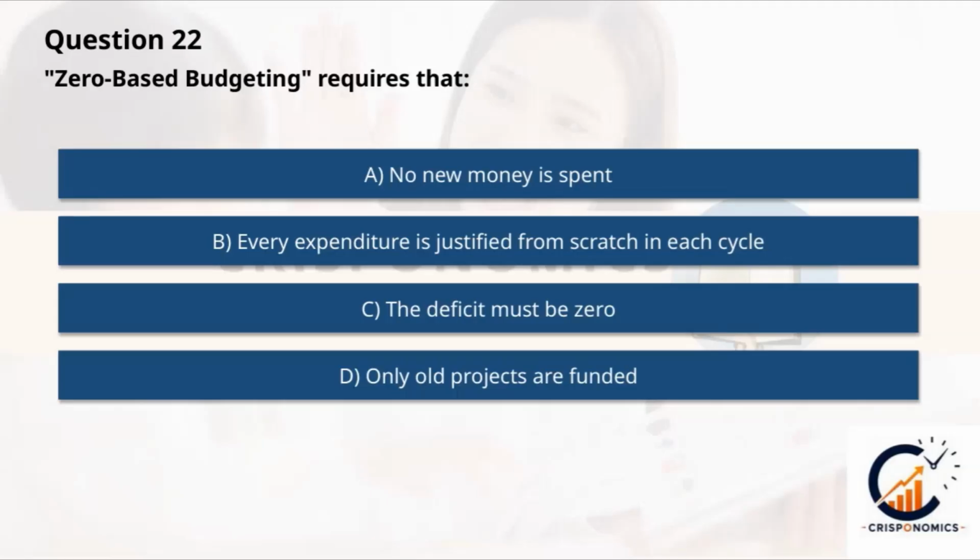Zero-based budgeting flips the usual approach on its head. Instead of assuming last year's spending as a baseline, every dollar has to be justified from scratch each cycle. That means no new money is automatically spent, and the deficit must be zero. It's not about funding only old projects. It's about questioning every expense, every time. This method forces us to rethink priorities and make sure every cost really counts.